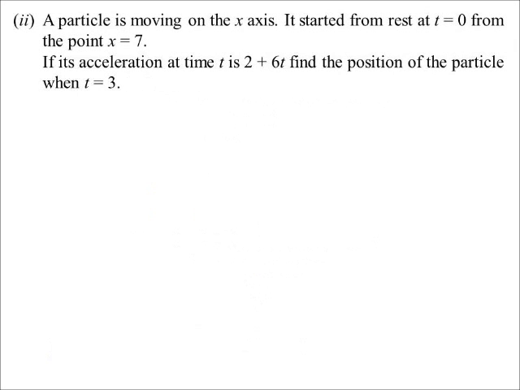A particle is moving on the x-axis, starts at t equals 0 from the point x equals 7. That's good, it started at t equals 0. That's 2. When else would it start? Yeah. If its acceleration at time t is 2 plus 6t, find the position of the particle when t equals 3. So we've been told acceleration is 2 plus 6t.